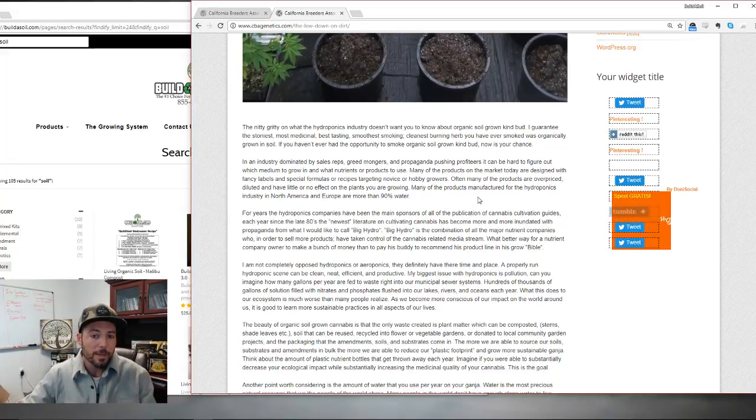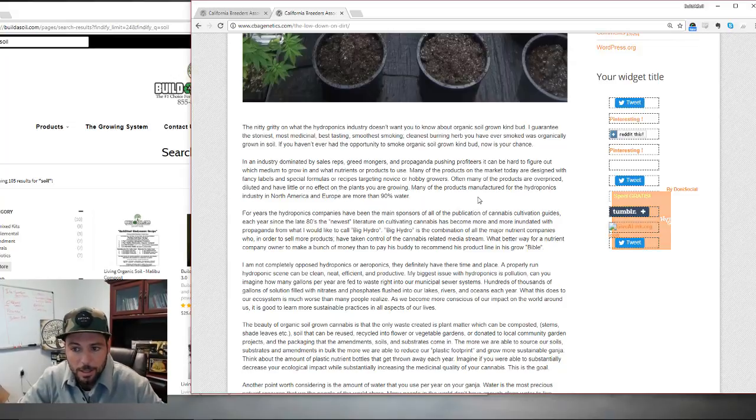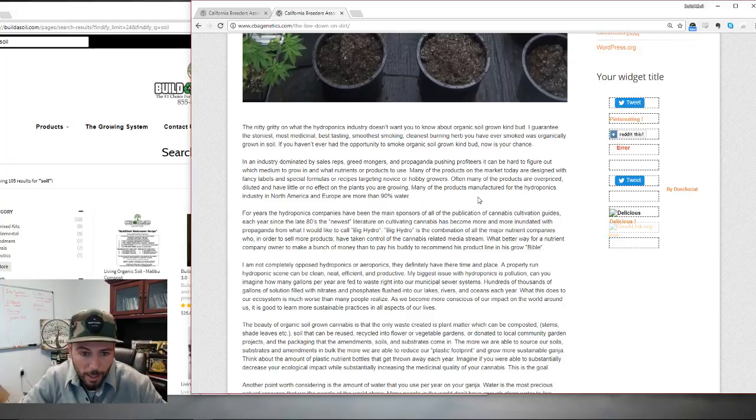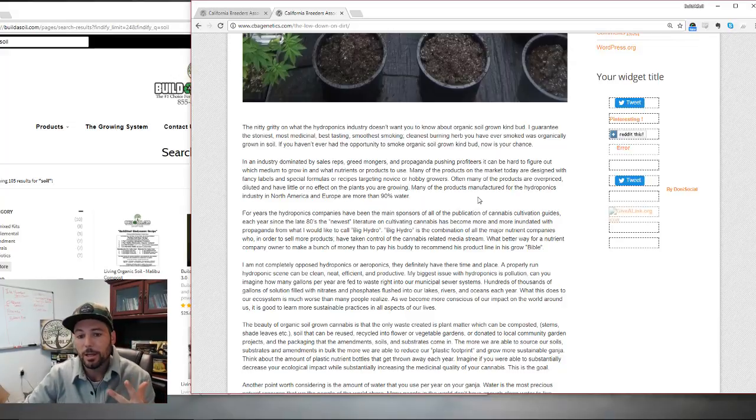In an industry dominated by sales reps, greed mongers, and propaganda-pushing profiteers, it can be hard to figure out which medium to grow in and what nutrients or products to use. Many of the products on the market today are designed with fancy labels and special formulas or recipes targeting the novice or hobby grower. Often many of the products are overpriced and diluted, and have little or no effect on the plants you're growing. Many of the products manufactured for the hydroponics industry in North America and Europe are more than 90% water.